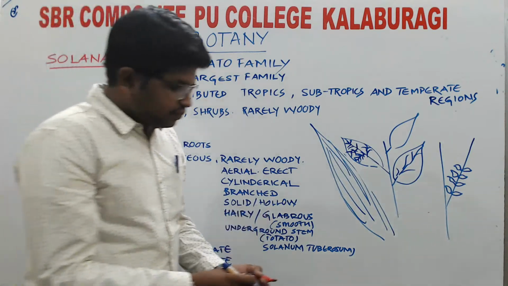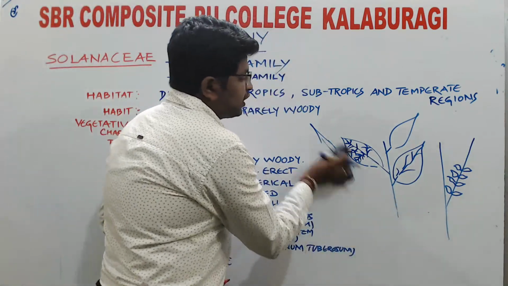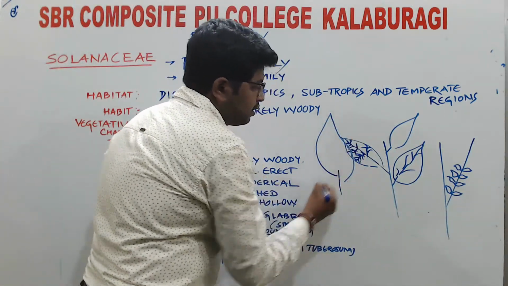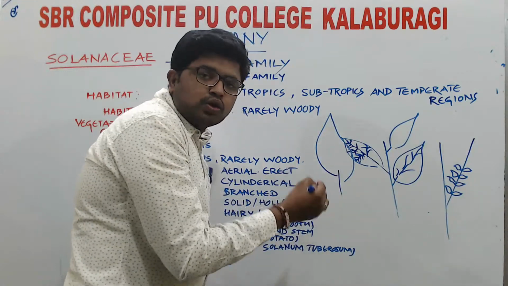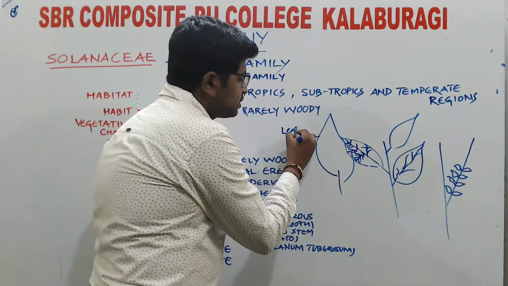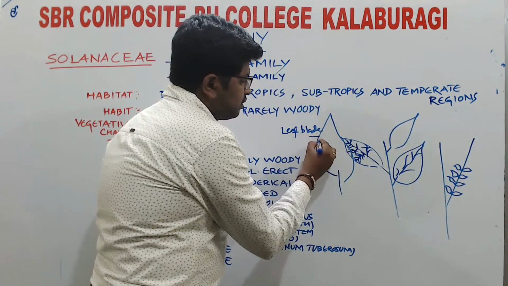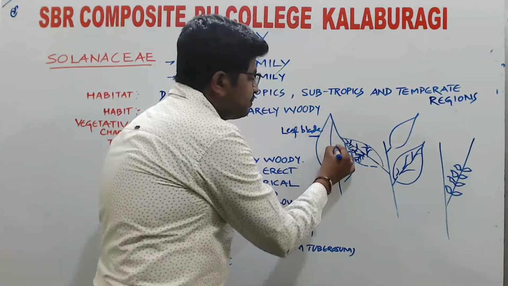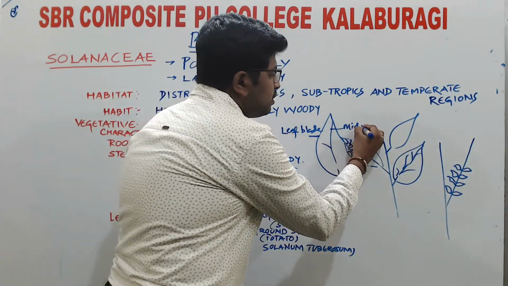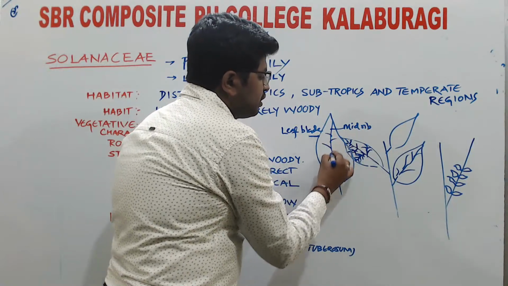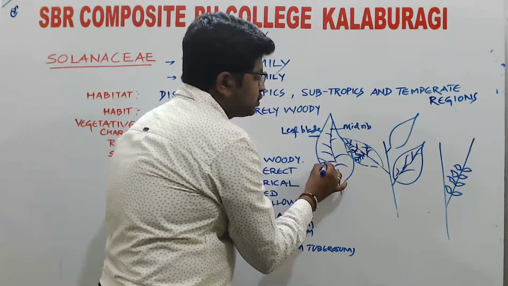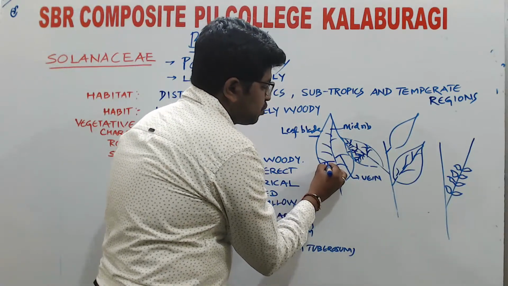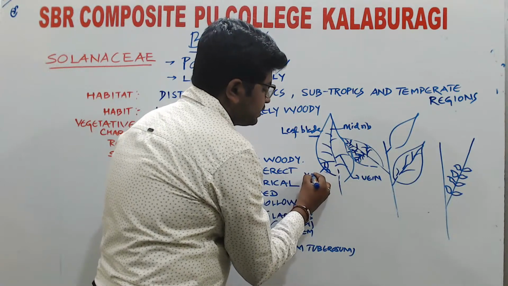Now, what is exstipulate? This is a leaf I have drawn. This is the one that holds the leaf blade. This is called the leaf blade, the flat surface. And inside you have the midrib, the main vein, and it gives rise to the veins. The veins further give rise to small secondary veins called veinlets.